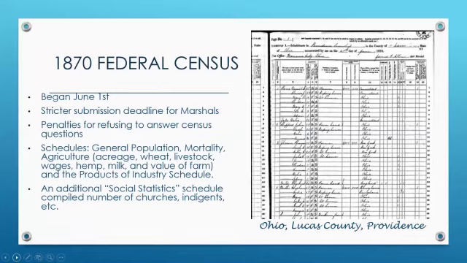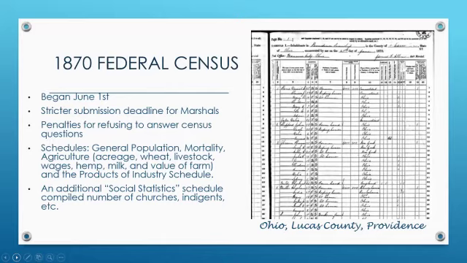And some of the schedules included the general population schedule. That's the census that we are most familiar with. That's the example that I have on the screen here. But if you had anyone pass away in your family, then the U.S. Marshal would collect the information on a mortality schedule.